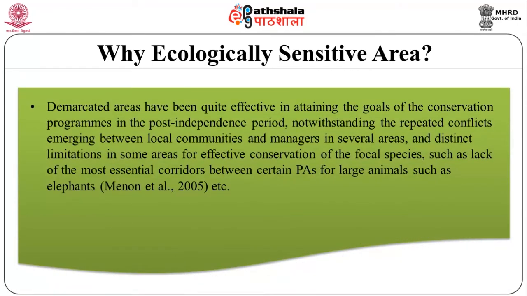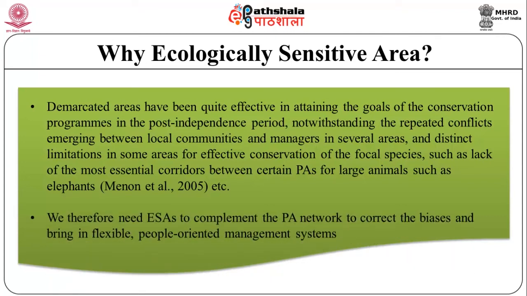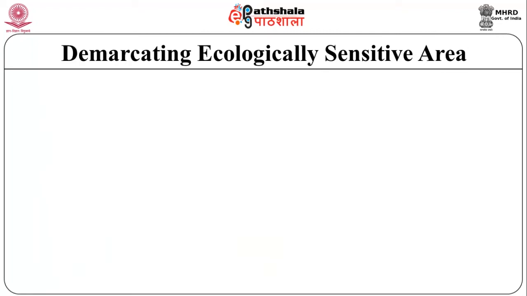Nevertheless, the demarcated areas have been quite effective in attaining the goals of the conservation programs in the post-independence period, notwithstanding the repeated conflicts emerging between local communities and managers in several areas and distinct limitations in some areas for effective conservation of the local species, such as lack of the most essential corridors between certain PAs for large animals such as elephants. We therefore need ECAs to complement the PA network to correct the bias and bring in flexible people-oriented management systems.